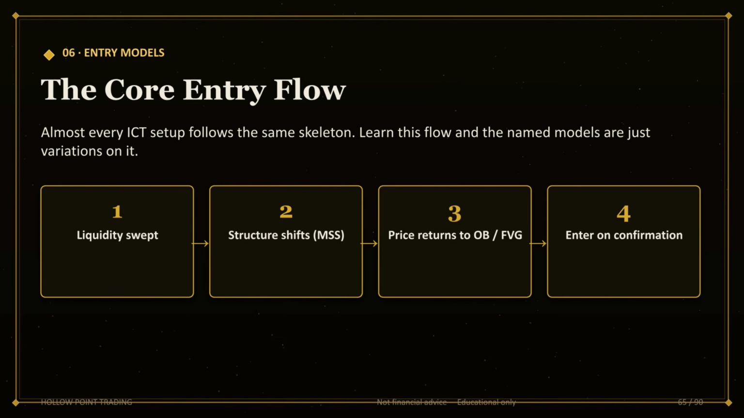Most ICT setups follow a core flow. First, identify a liquidity sweep. Second, look for a market structure shift. Third, wait for price to return to an order block, or FVG. Finally, execute your entry on confirmation.